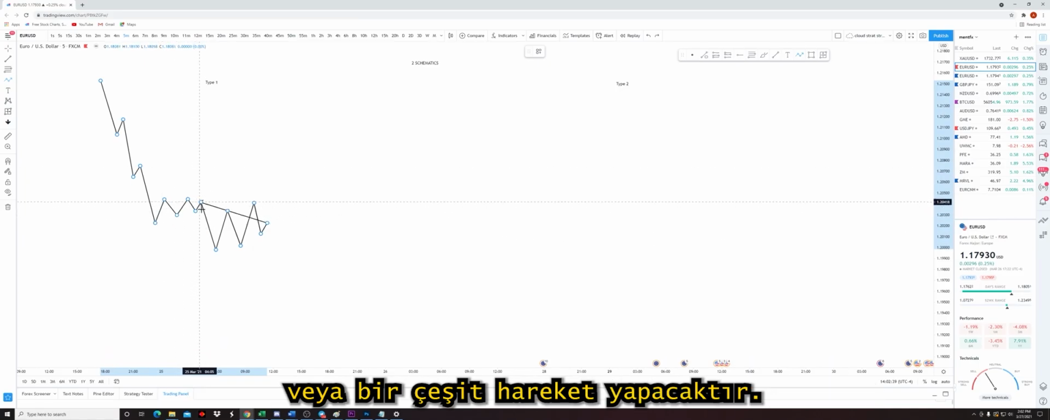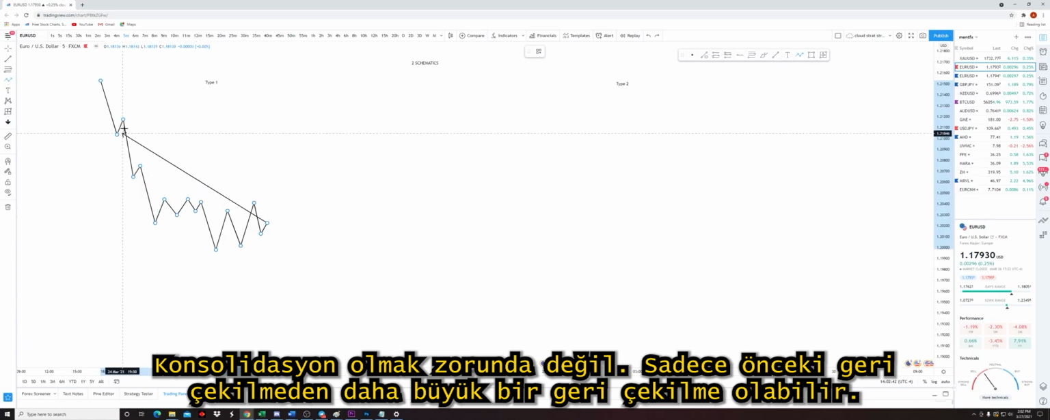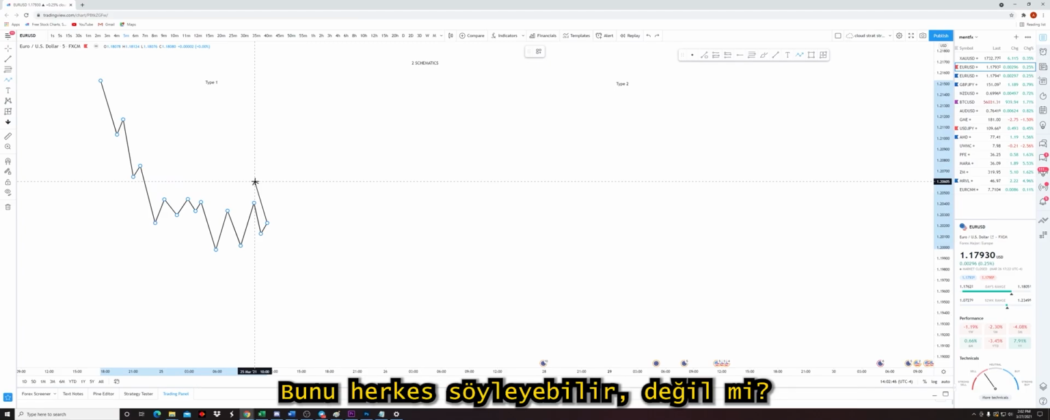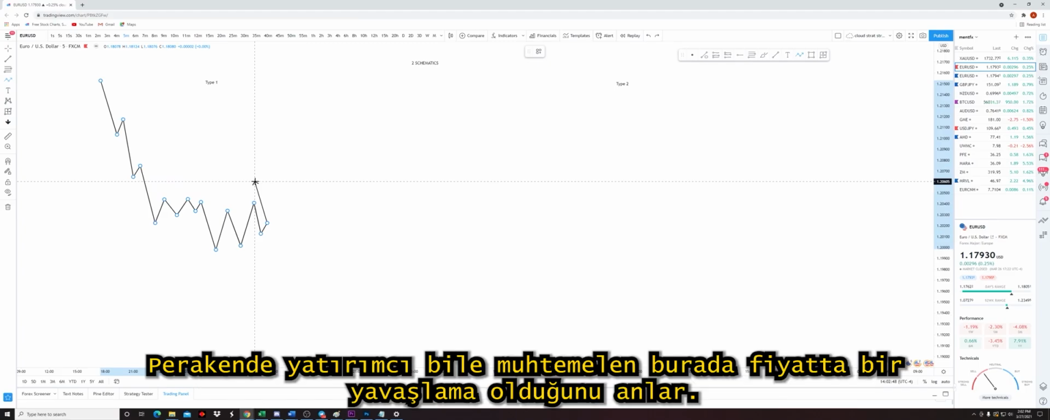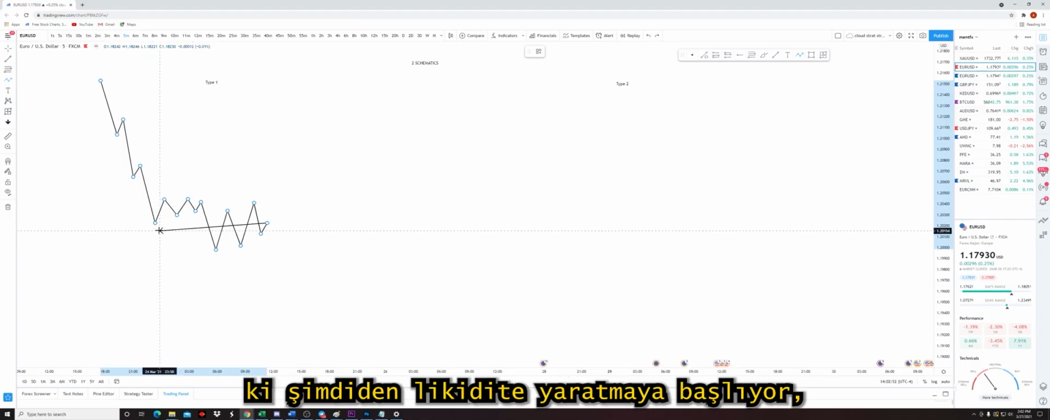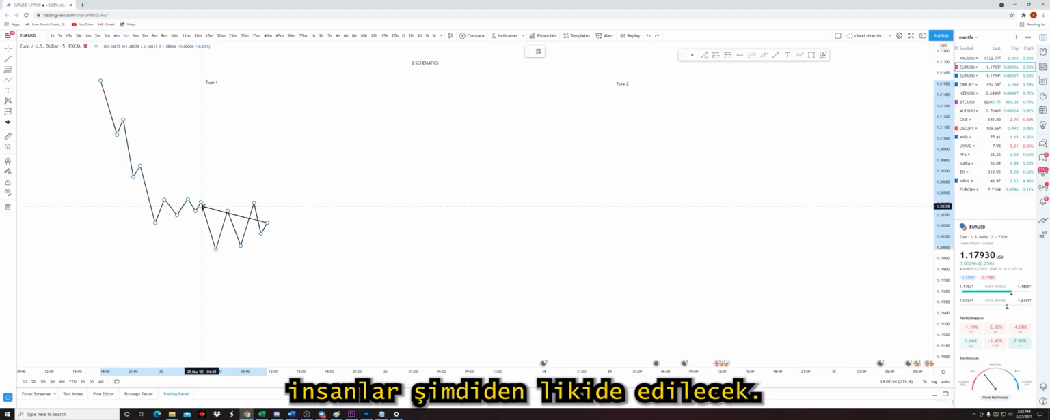It doesn't have to have a consolidation. It can just have a larger retracement than previous retracements. And that is indicative of a slowing in price. Anyone can say that, right? Even retail probably understands that there's a slowing in price here. But what's actually happening is it's creating a potential support where it's already starting to create liquidity where people are going to get liquidated.